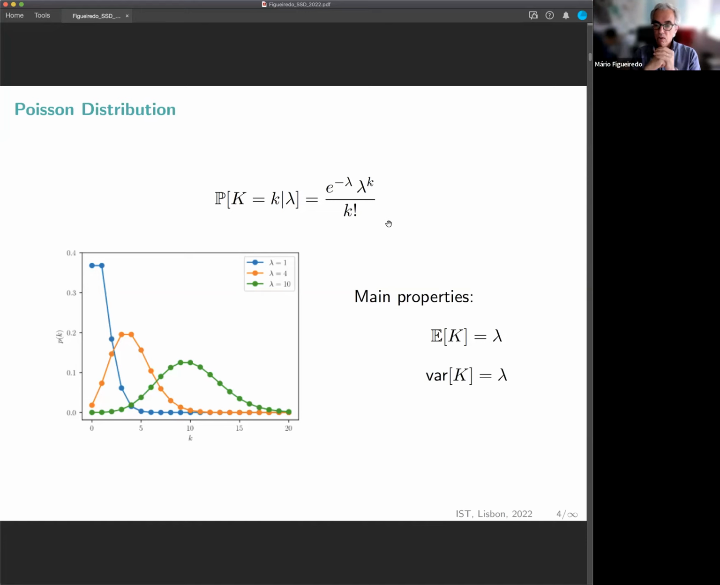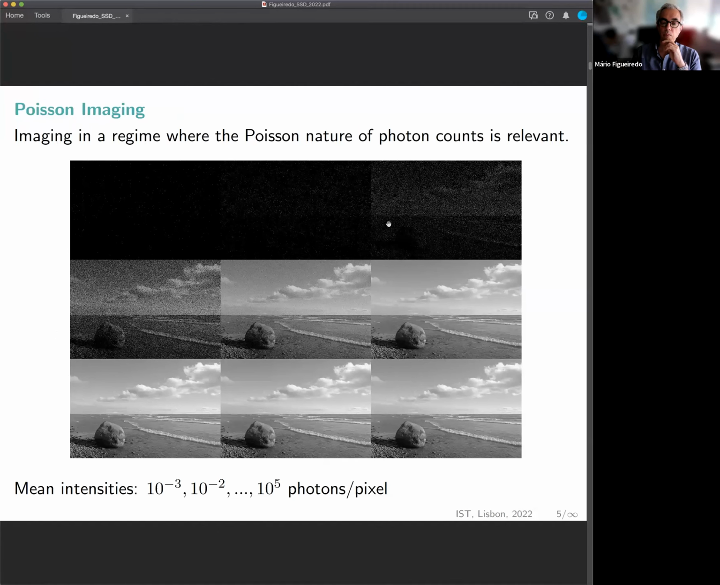So noise, I don't like to call it noise because it's not exactly noise. And in areas where you have low intensity, you also have lower variance. So it's not like you can model it as additive noise. It's more complicated than that. So when we talk about Poisson imaging, the idea is that we're talking about imaging in a regime where the Poissonian nature of the photons is relevant.